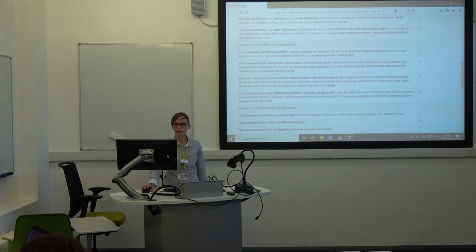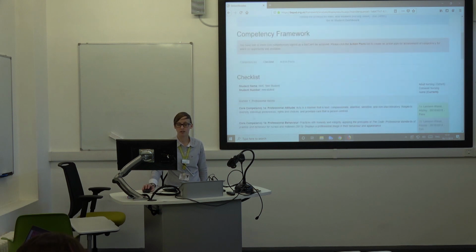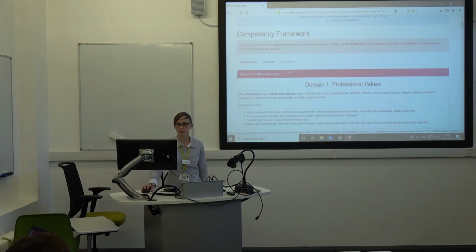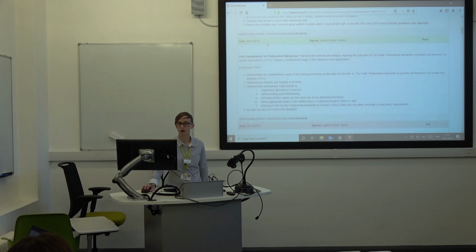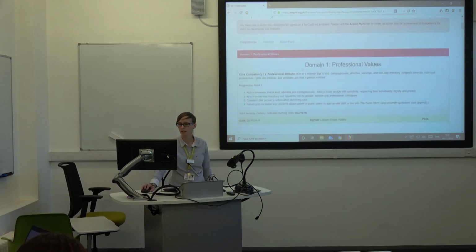This just shows you the list of what the competencies are that need to be achieved, including non-core competencies and core competencies. If you click on the competency tag just here, it tells you about them, and they're broken down into what progression point 1 expects of them. So they're just a whole entirety of each domain.